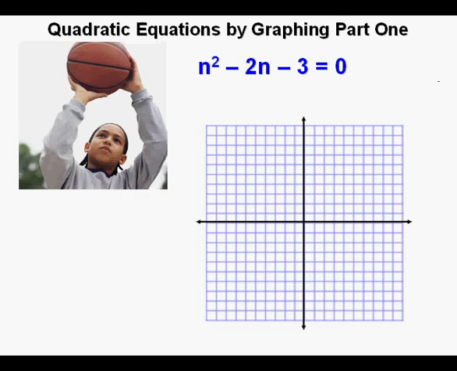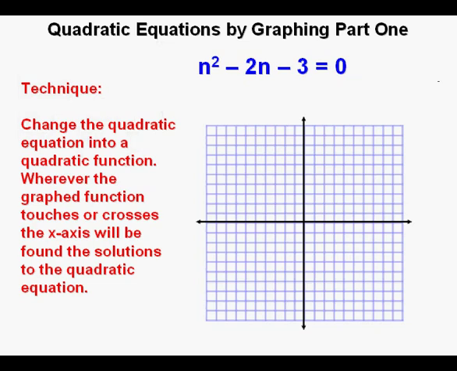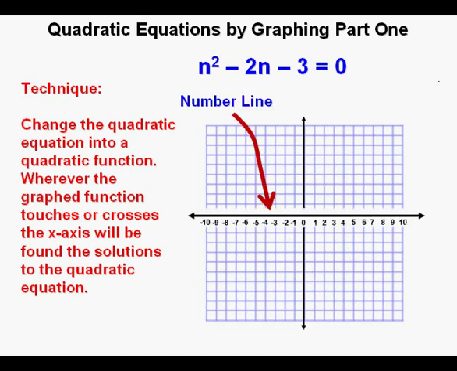To explain solving by graphing, the technique is to change a quadratic equation into a quadratic function. And wherever that graphed function touches or crosses the x-axis will be found the solutions to the quadratic equation. It's as simple as reading the solutions as points on a number line. And here we see a number line along the x-axis, and that's what the x-axis really is, just a number line, one dimension of a two-dimensional coordinate plane.